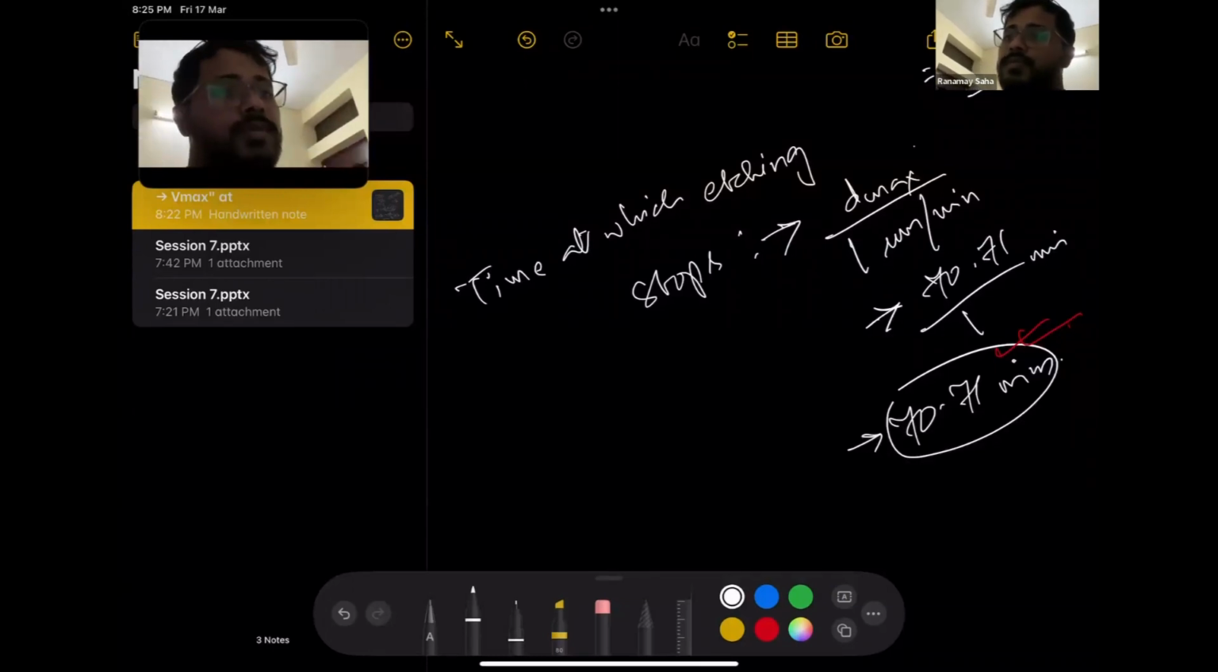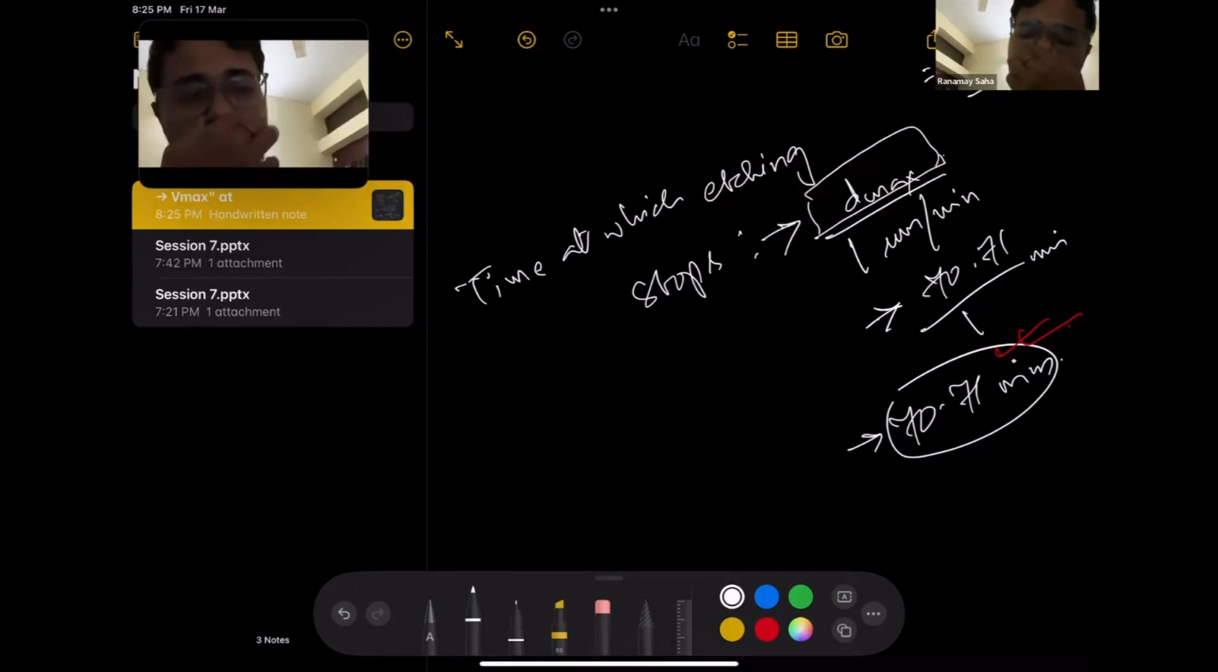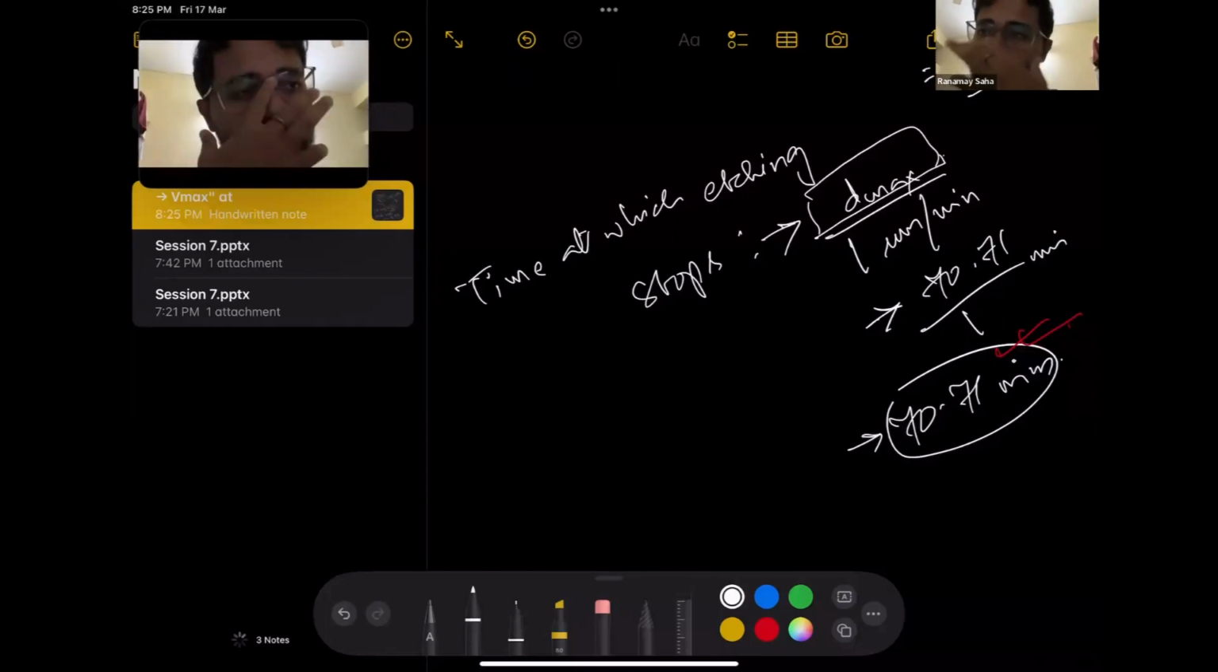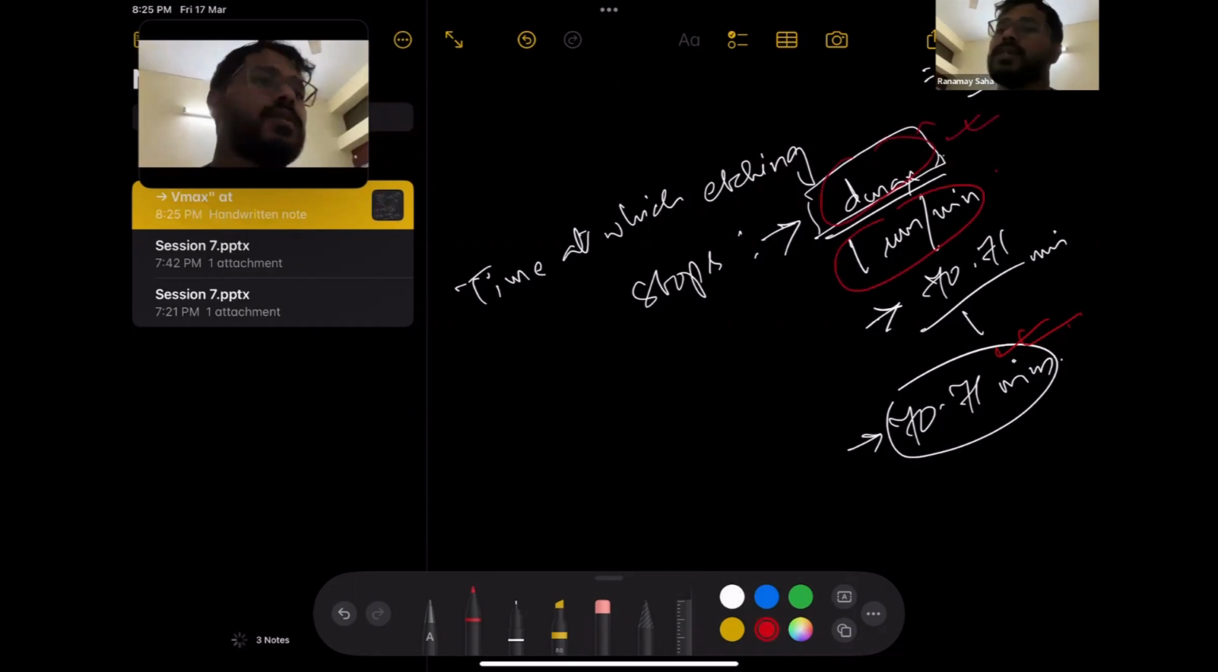So we have found out the time at which the etching stops, where Dmax is the total depth up to which the etching happens. This is the maximum depth to which you can etch, and this is your etch rate. When I divide this, I get the time at which the etching stops. So I hope this problem is clear to you. If it is clear, then we'll proceed to our next problem.